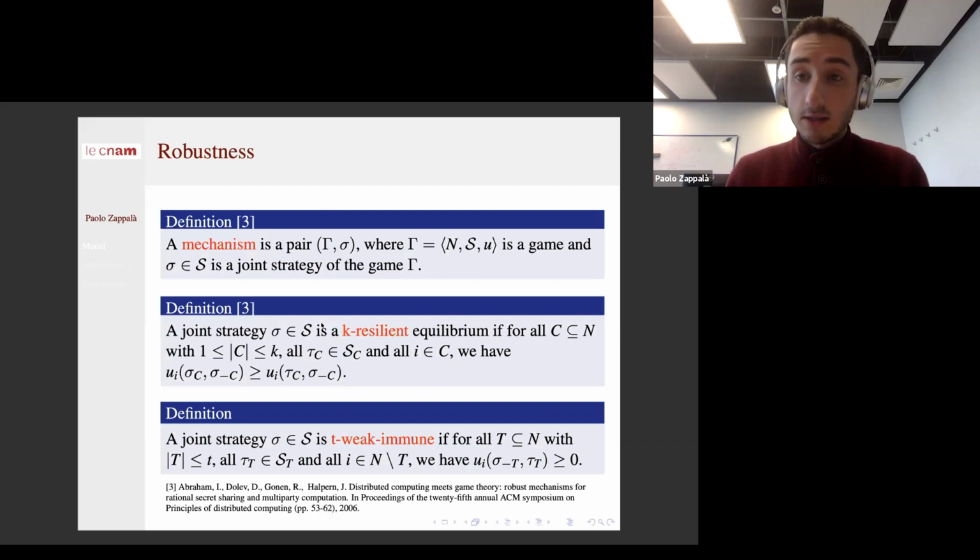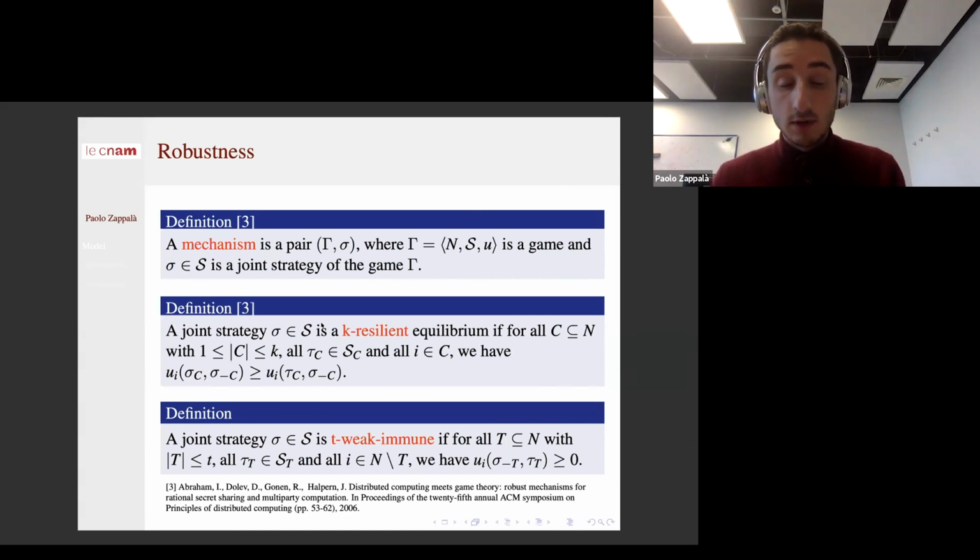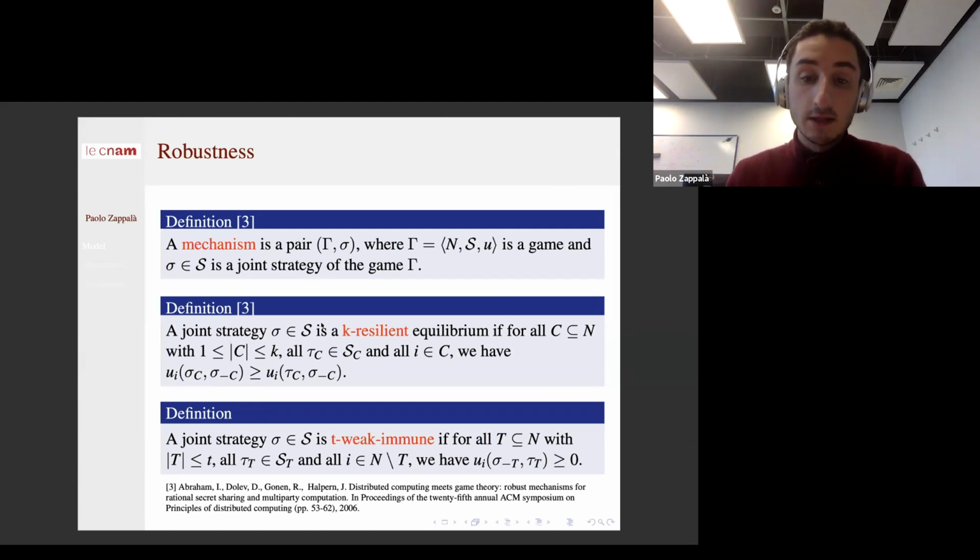From the literature, we take some concepts, for instance the mechanism, which is a pair of a game and a joint strategy, the strategy recommended by the protocol. We set K and T as two indices, the maximum number of rational and Byzantine agents. K-resilience is a concept known in the literature, while for T-immunity, there is already the concept, but we introduced a new definition which we find is more suited for this analysis.